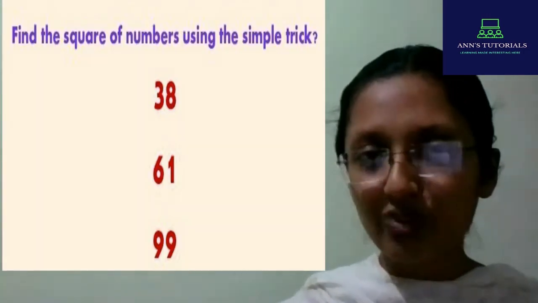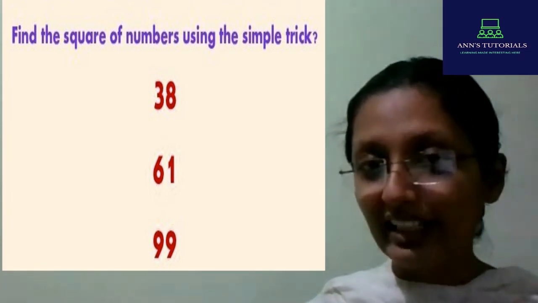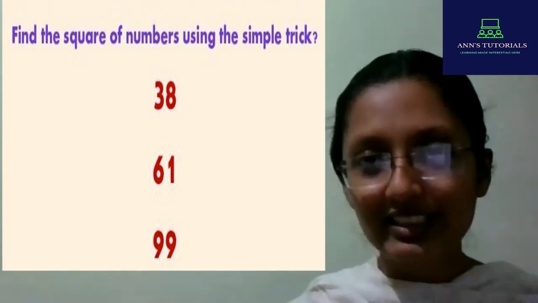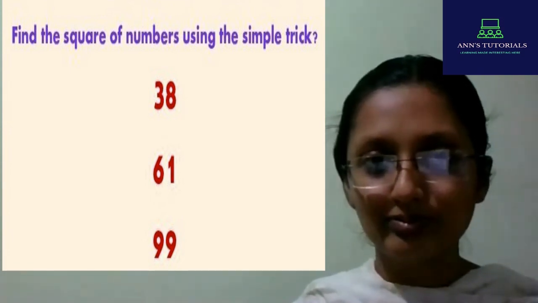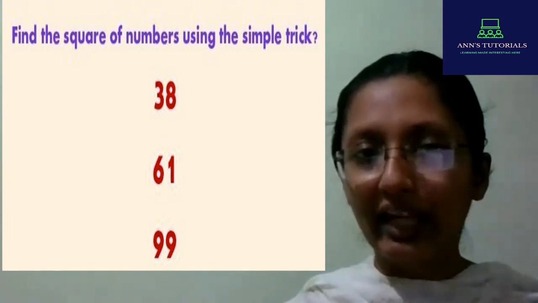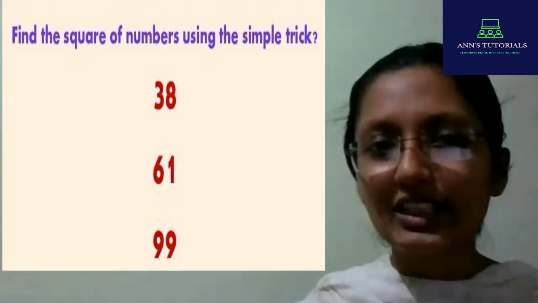Okay, so we learned that square numbers are the result when a number is multiplied by itself, and also about a short squaring trick for any two-digit number. Now it's time for you to practice what you learned in this video. I have a question for you on the screen. Find the square of the numbers 38, 61 and 99. I'm sure you will be able to get the answer very quickly using the short trick that we learned. Just post your answers in the comment box below. I will be checking them and replying to your comments.